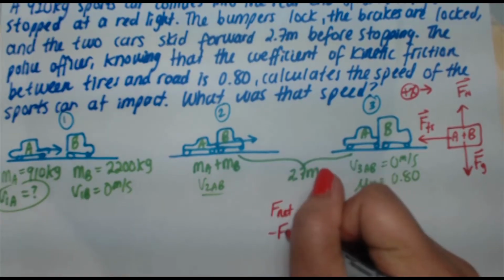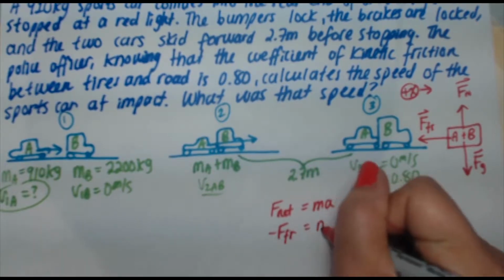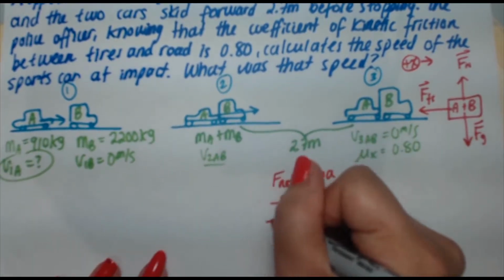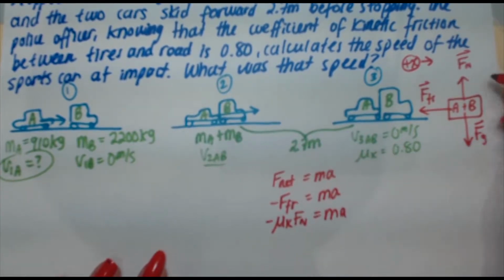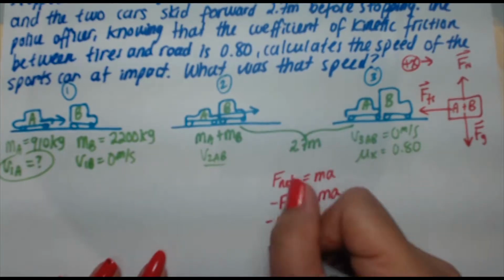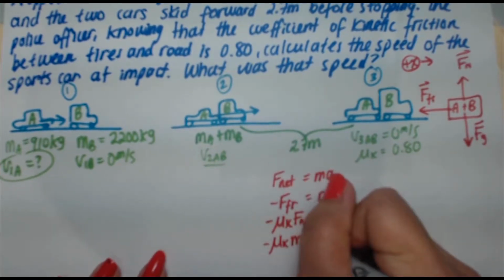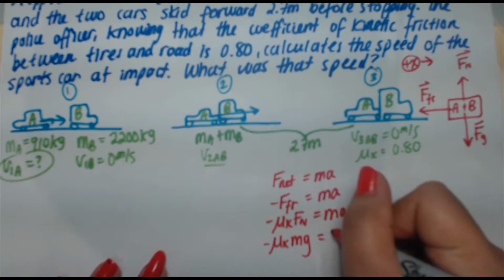So minus force of friction equals ma. Friction is just the coefficient of friction times the normal force. And in this case, the normal force and the gravitational force are the only two vertical forces, so they are equal in magnitude, opposite in direction. So I can just sub mg for Fn.